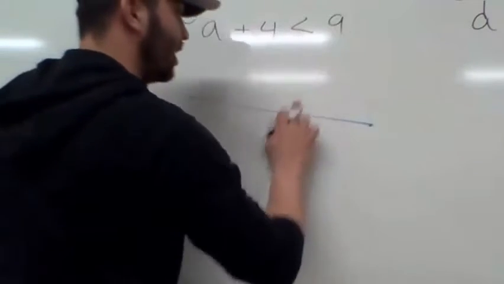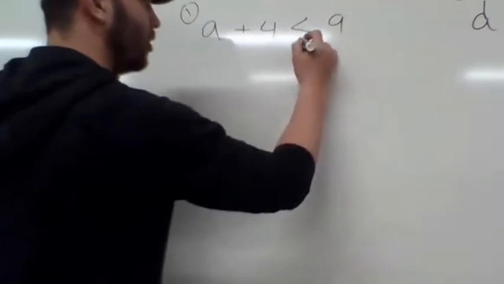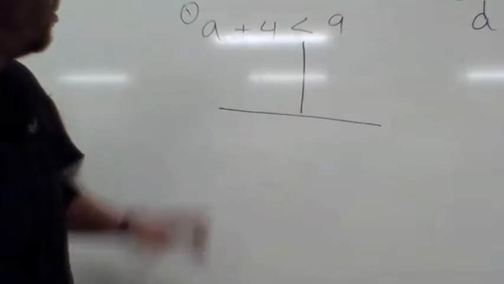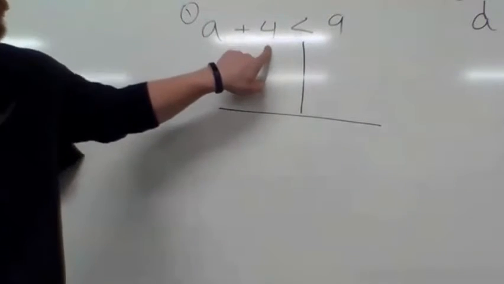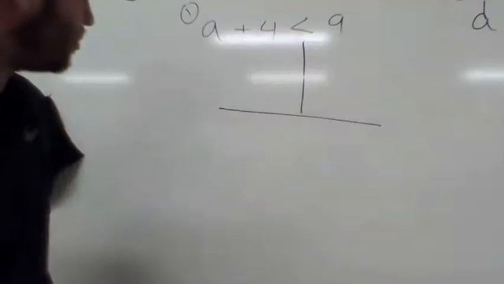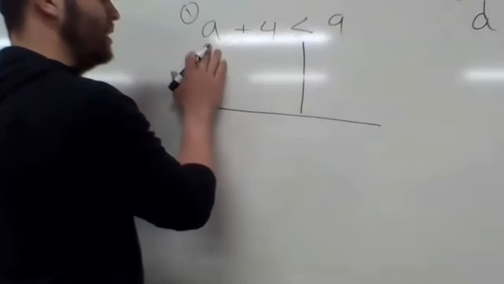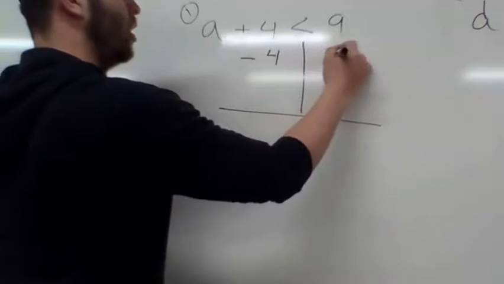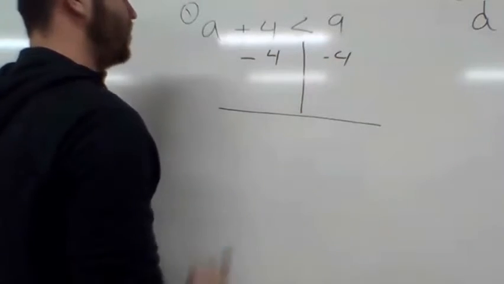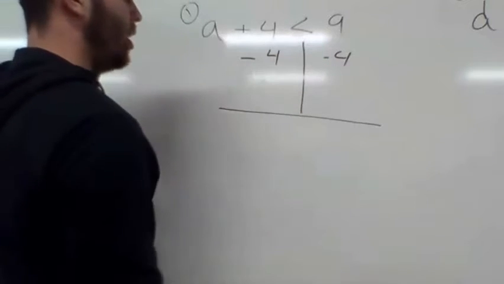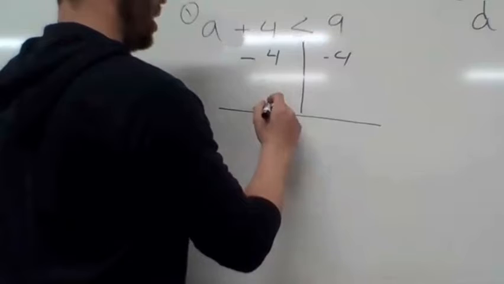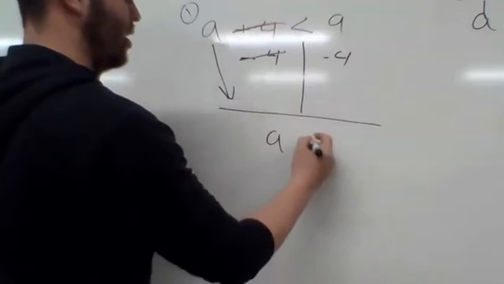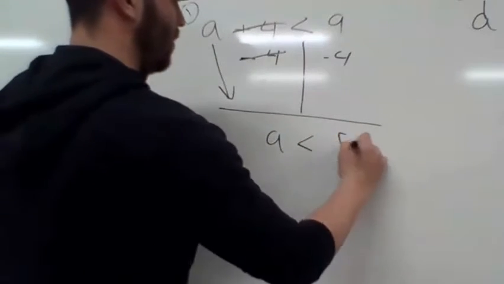I know it's kind of hard to see on the screen, there's a glare right there. But again, this is a plus 4 is less than 9. I want to get this variable by itself, so to do that, I subtract 4 on both sides. Doing so, this brings down right here, these cancel, and I get a is less than 5.